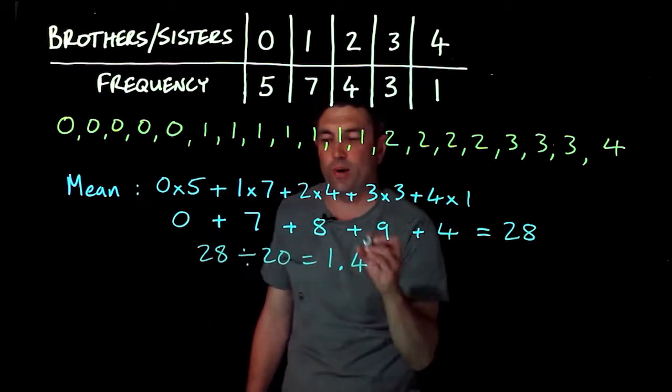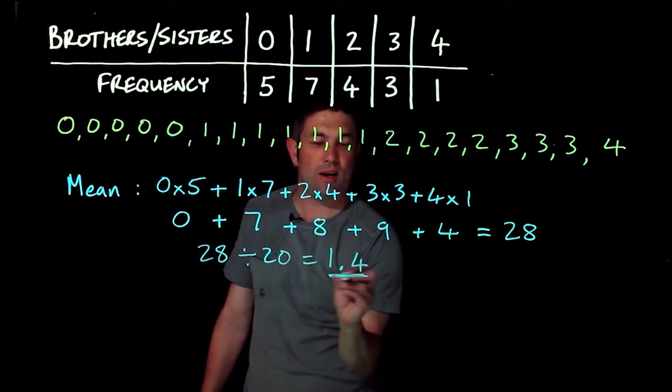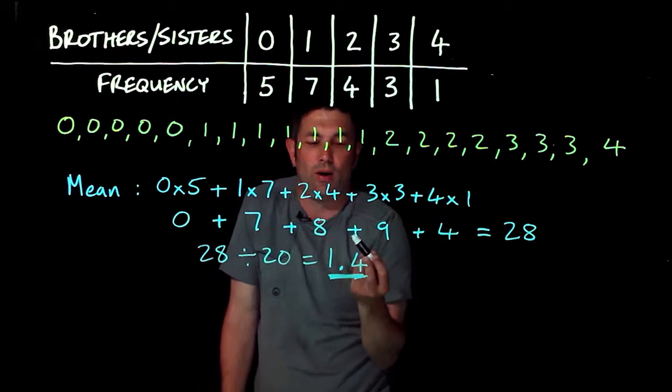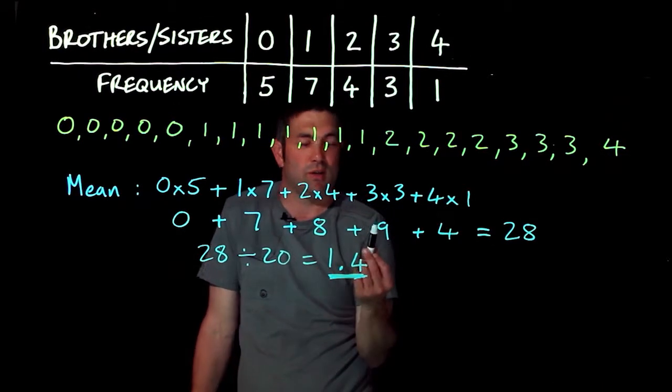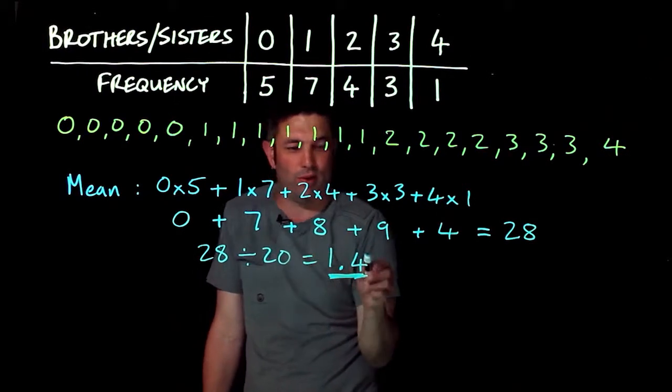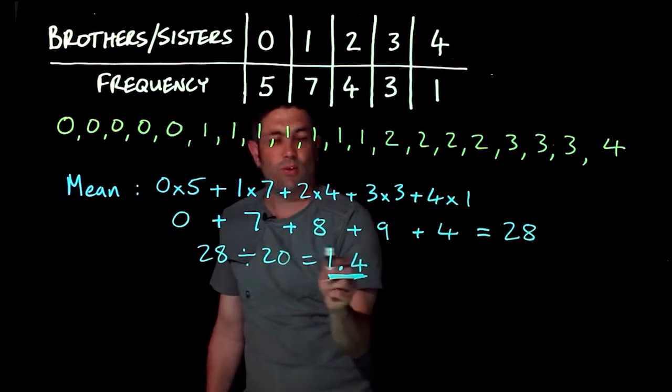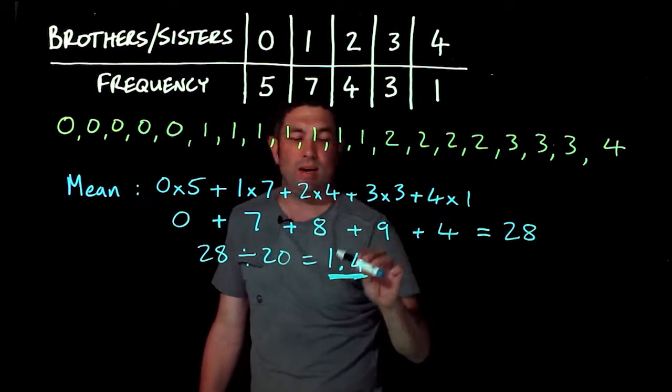Now, don't be put off by the fact that the mean isn't a whole number, because I realise you can't have parts of a brother or sister, can you? You're not going to chop them up or whatever. So therefore, 28 divided by 20 is 1.4, that is the mean, and that's not a problem.